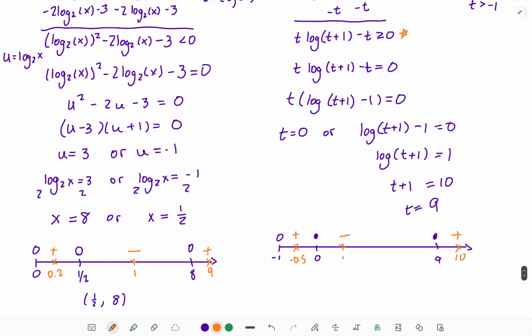This time we are looking for greater than or equal to 0. So our answer is negative 1 with a parenthesis, 0 with a bracket, union, 9 with a bracket, to infinity. And that's it for this section of notes.